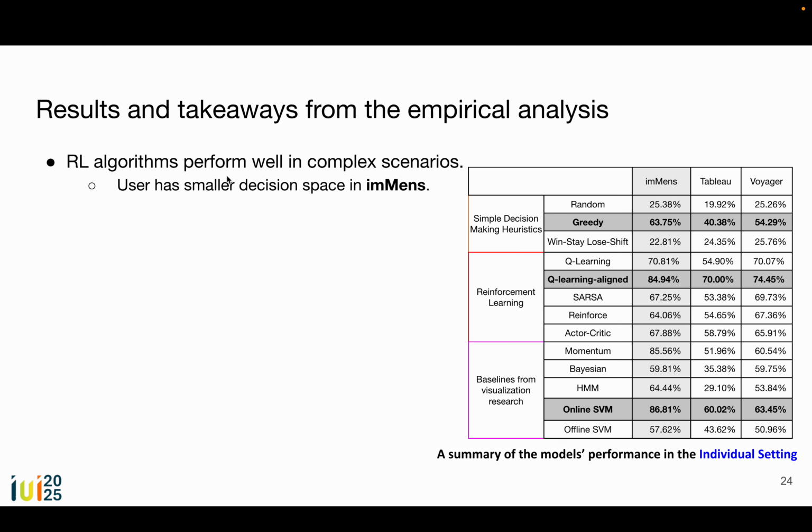RL algorithms perform really well in complex scenarios, which explains why Q-learning does not outperform existing methods significantly in Immense, because the decision space the user has is smaller there. That's why RL algorithms do not have that significant advantage. But in Tableau and Voyager, we see that the RL algorithm performs significantly better.